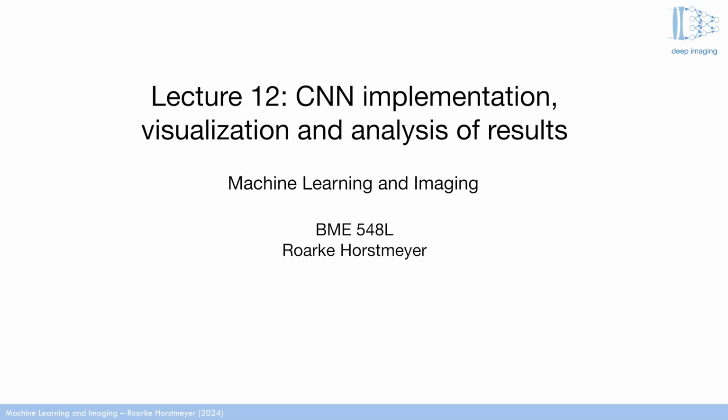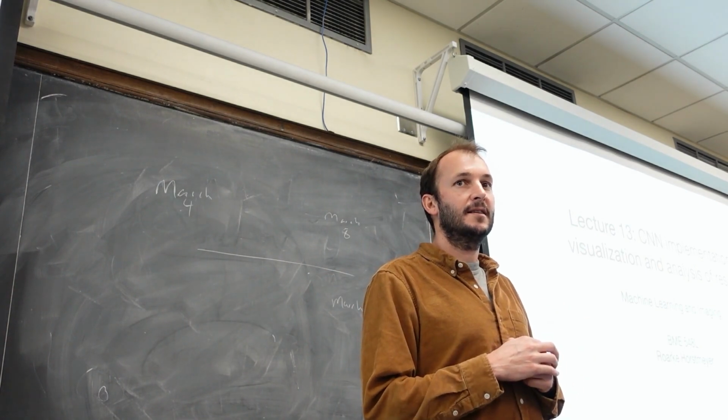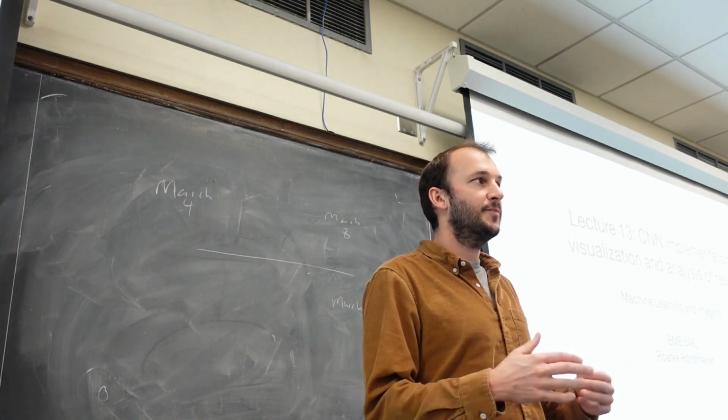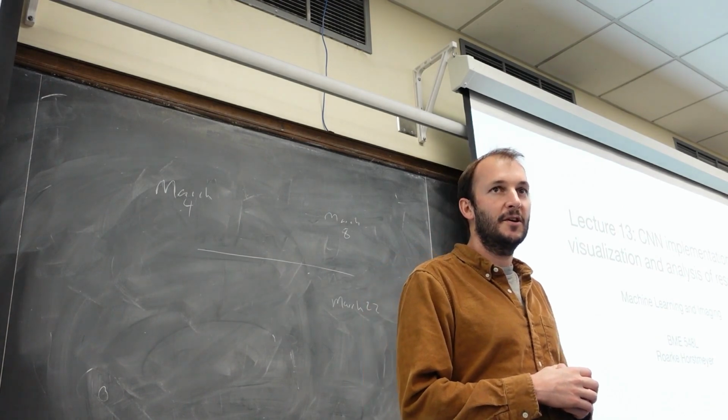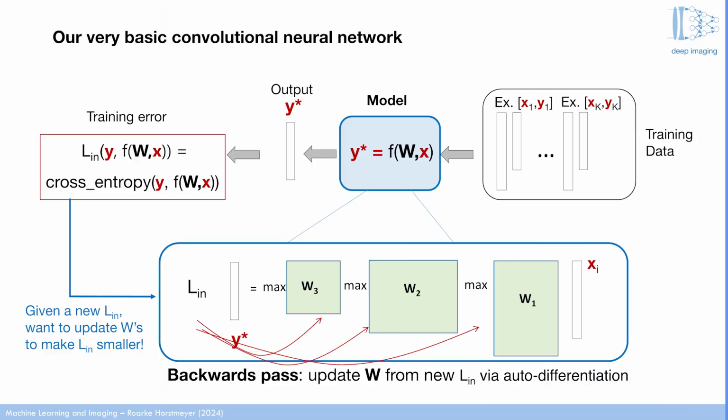In this lecture, we're going to discuss some implementation details regarding convolutional neural networks and also how to analyze the results. We're going to talk about details about how to get code working and how to interpret what's going on while you're doing that. Here's our neural network, and we've been talking about the different components of it. And then last class, we talked about this process, these red arrows.